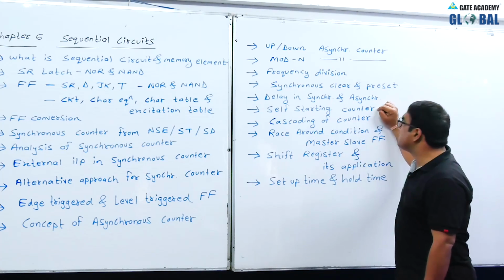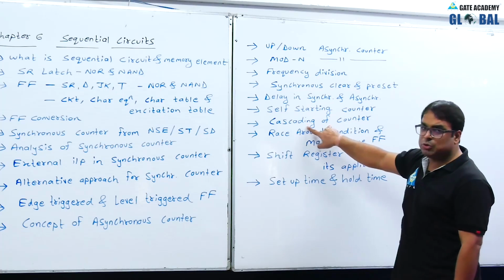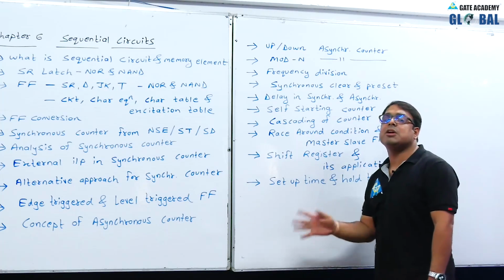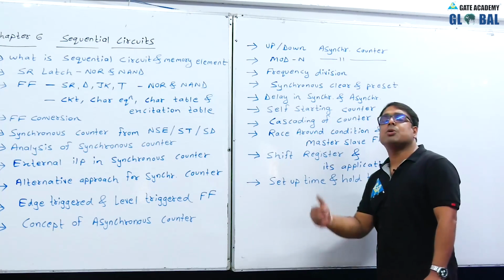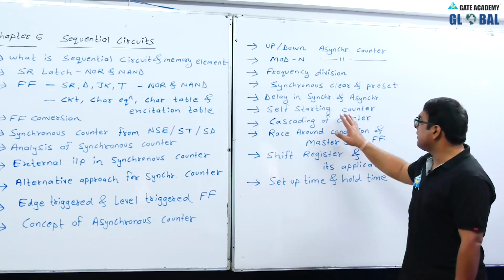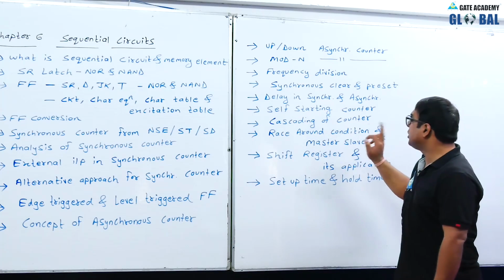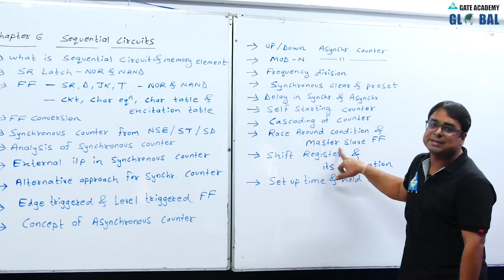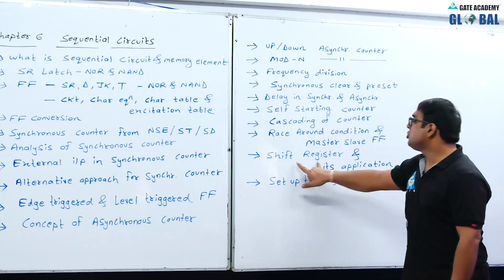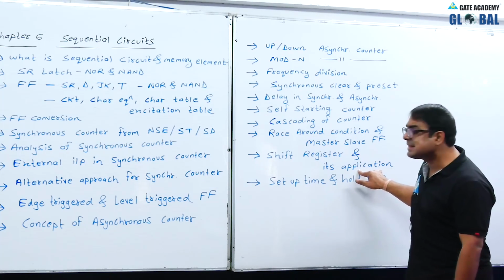Then, very important, we will discuss the self-starting counter. Then cascading of counters. So you can see I am not going to leave any topic. All the things you are going to have in a lot of detail. Next, self-starting, we are also going to have cascading. Then race around condition and master slave flip-flop, which is again a very important discussion. Shift register and all the applications, counter, Johnson counter, etc.